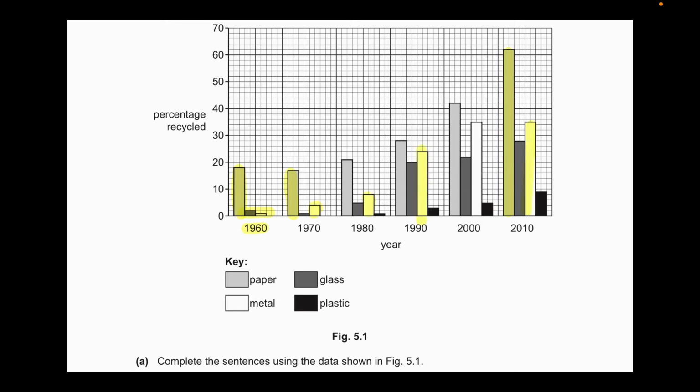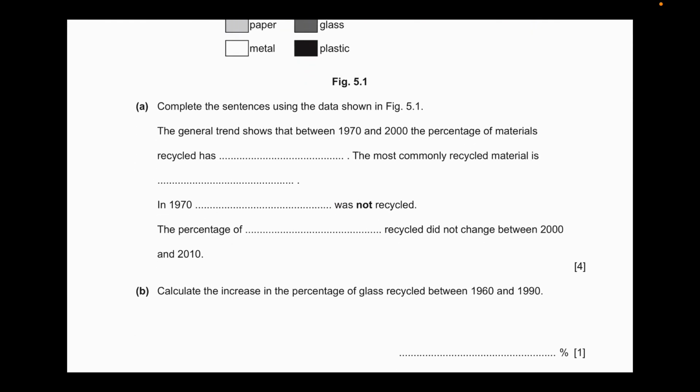All right, and plastic recycling has increased. As we can see, it has increased. There was none, negligible, in the 1960s and 1970s. All right, and glass recycling has also increased. So we can see a general trend of increasing until the year 2010. Okay, now complete the sentences using the data shown in figure 5.1. The general trend shows that between 1970s and 2000, the percentage of material recycled has increased.